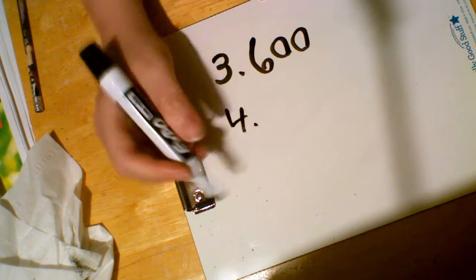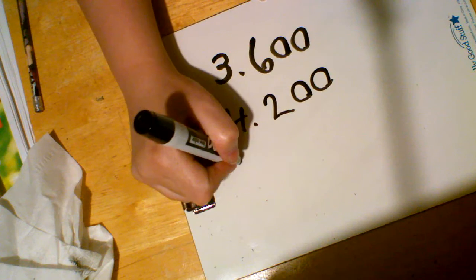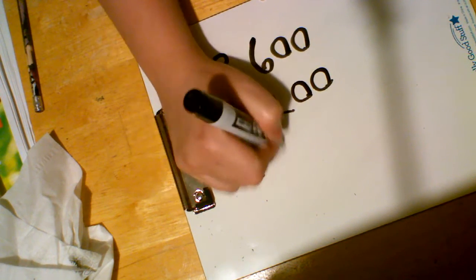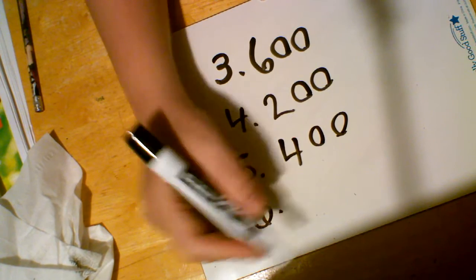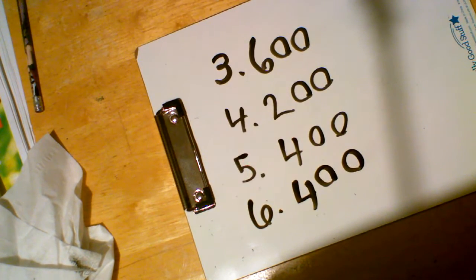All right, number 3, you should have 600. Number 4, you should have 200. Number 5, you should have 400. And number 6, you should have 400. All right, so those are the answers you should have.